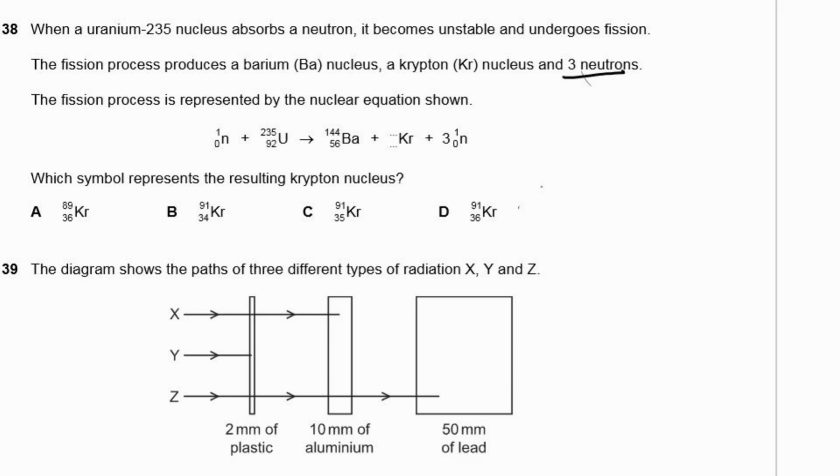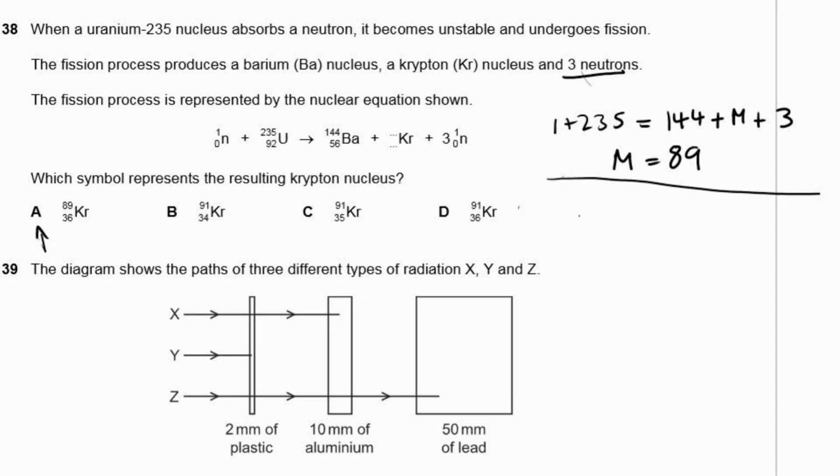Okay, let's look at this. The numbers at the top and the numbers at the bottom have to balance. So let's look at that. 1 plus 235 on the left hand side will have to be equal to 144 plus whatever value we expect for the krypton nucleus, which is protons plus neutrons. We'll just call it the mass number. Plus 3 lots of the neutrons, so that's 3. So now what we need to do is take 236 minus 144 minus 3, and that will give us the value for M. And that gives us a value of 89. And straight away, actually, there's only one possible answer that it could be, but we can do it that way.